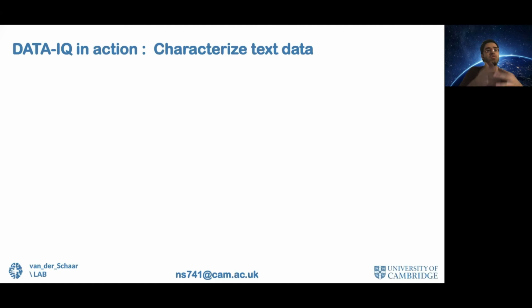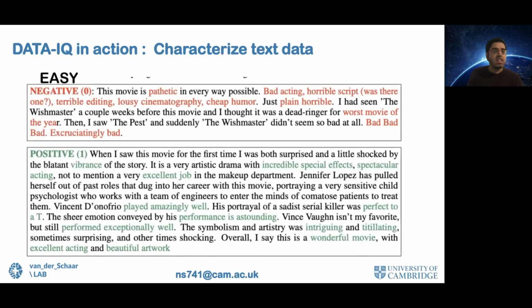So Data IQ, firstly, we look at how can it be used to characterize, for example, text data. The easy examples which are automatically surfaced by Data IQ will represent samples, which you can see here, are often quite correct, and we probably do want to actually train the model on because it provides a good level of signal. As you can see, the positive and negative reviews are actually quite spot on.